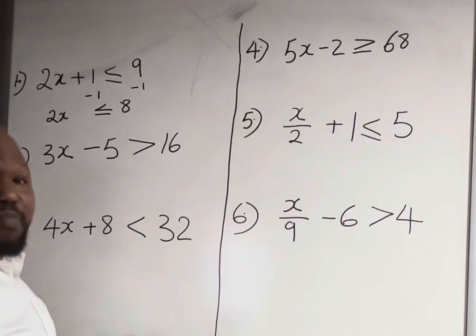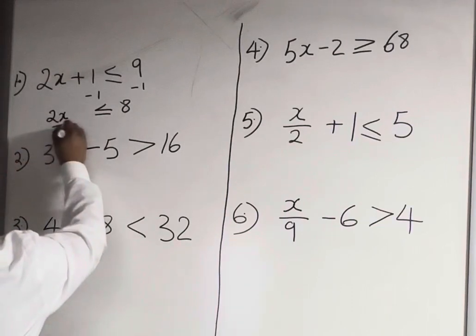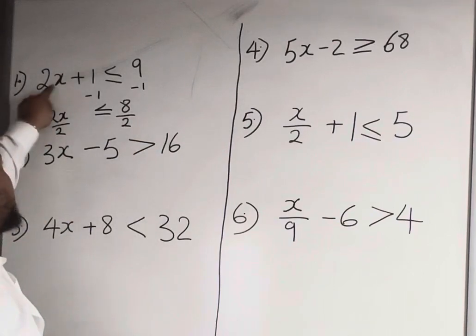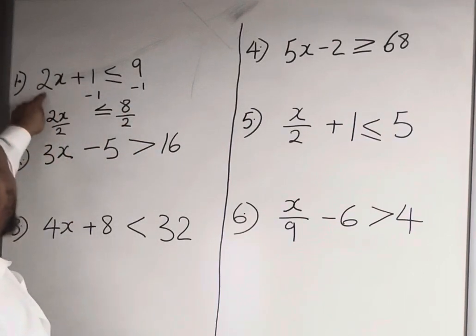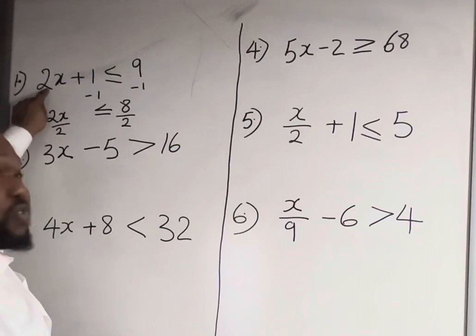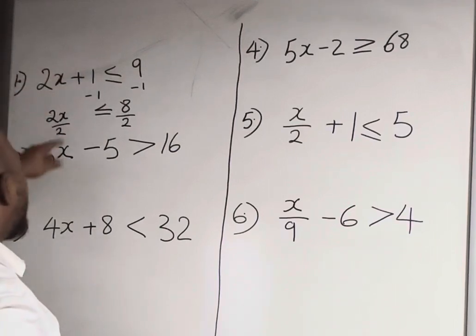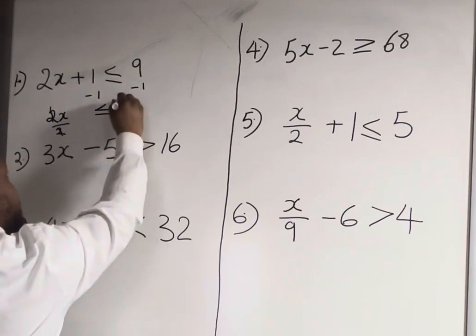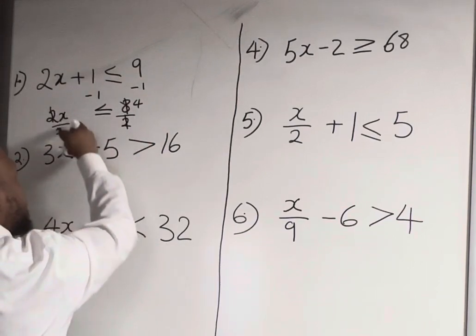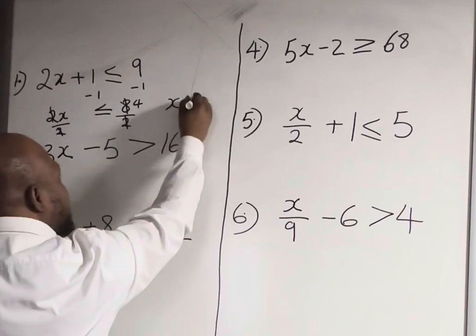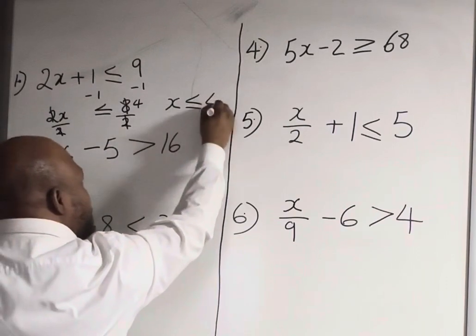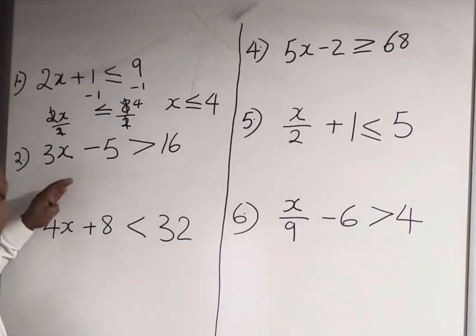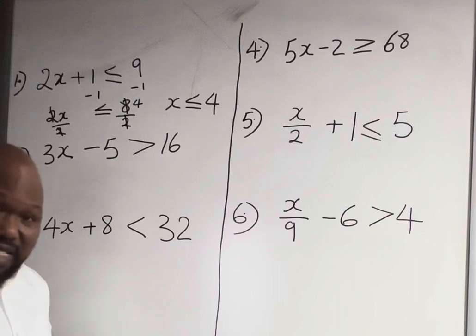So now you can divide both sides by 2, because the coefficient here is 2. If you divide both sides by 2, 2 will cancel 2, and 2 into 8 is 4 times. So in that case, we have x is less than or equals to 4. So that's the first one. Let's look at the second one. The second one is exactly the same thing.